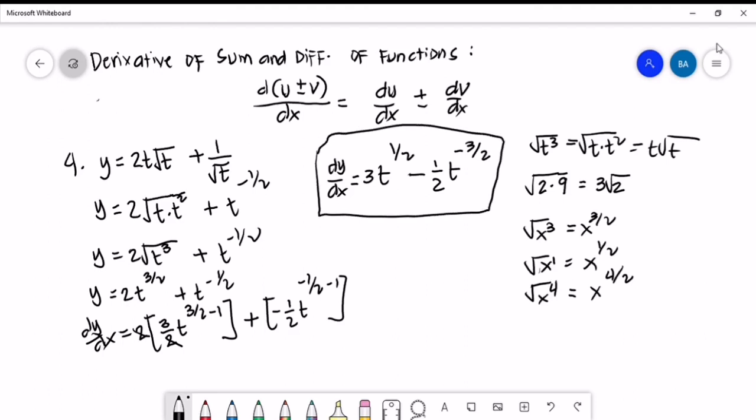Or if you like it to be in terms of radicals, dy/dx is equal to 3, and we know that t raised to 1 half is also equal to the square root of t, minus 1 half times the square root of t raised to negative 3. So the same also.